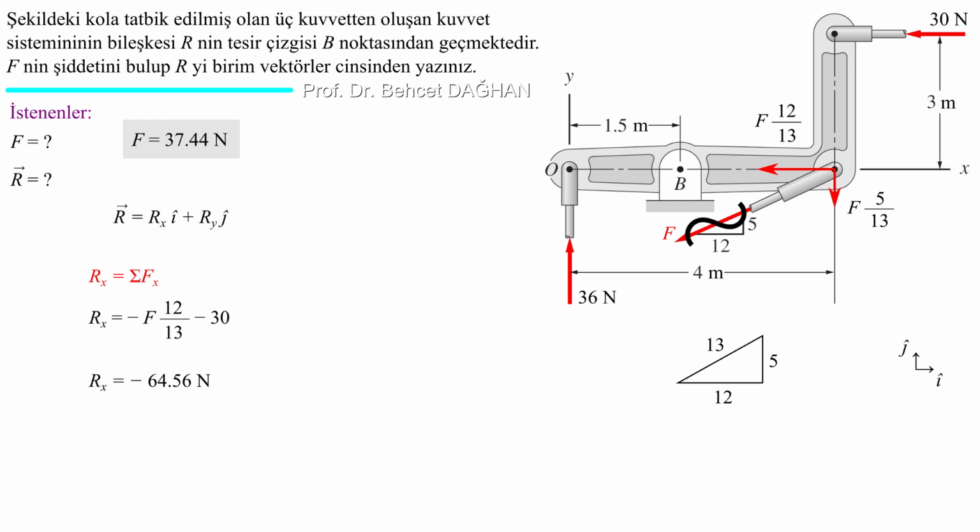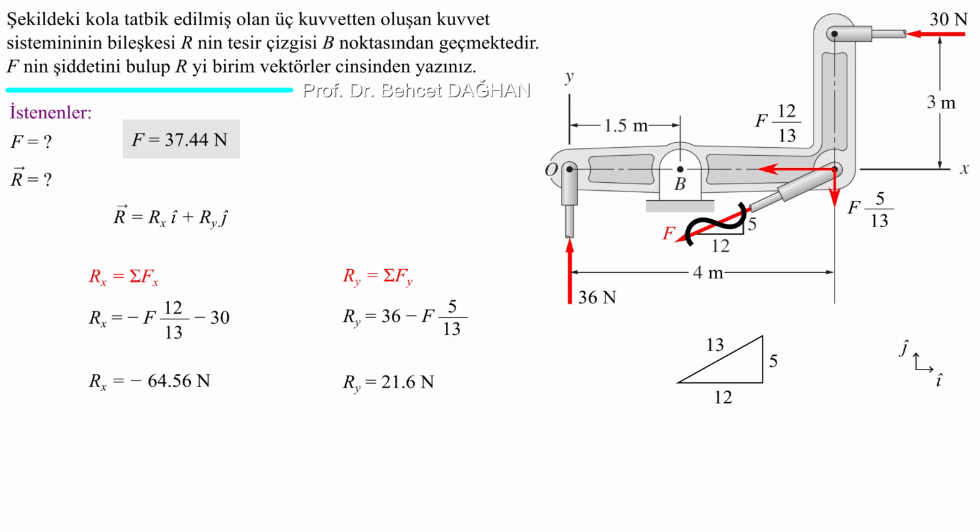That is, the projection of the resultant to the x-axis is equal to the sum of the projections of the components to the x-axis. Let's sum up the projections of the components on x. 36 Newton has no projection to x because it is perpendicular to x. The other two forces have an x component. The x component of the F force is negative, the x component of 30 Newton is equal to itself. It's also negative. When we add them up, we get minus 64.56 Newton.